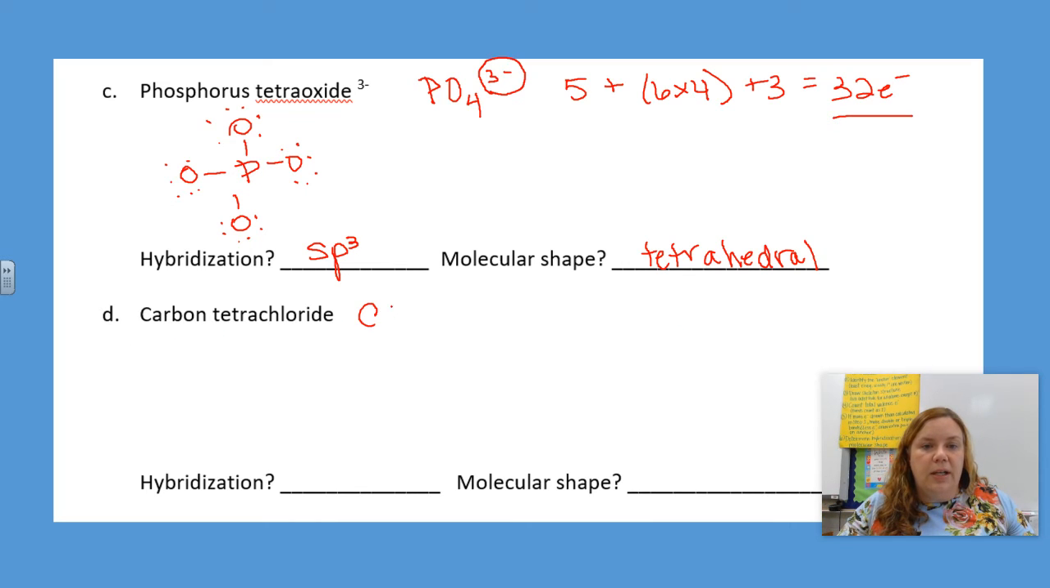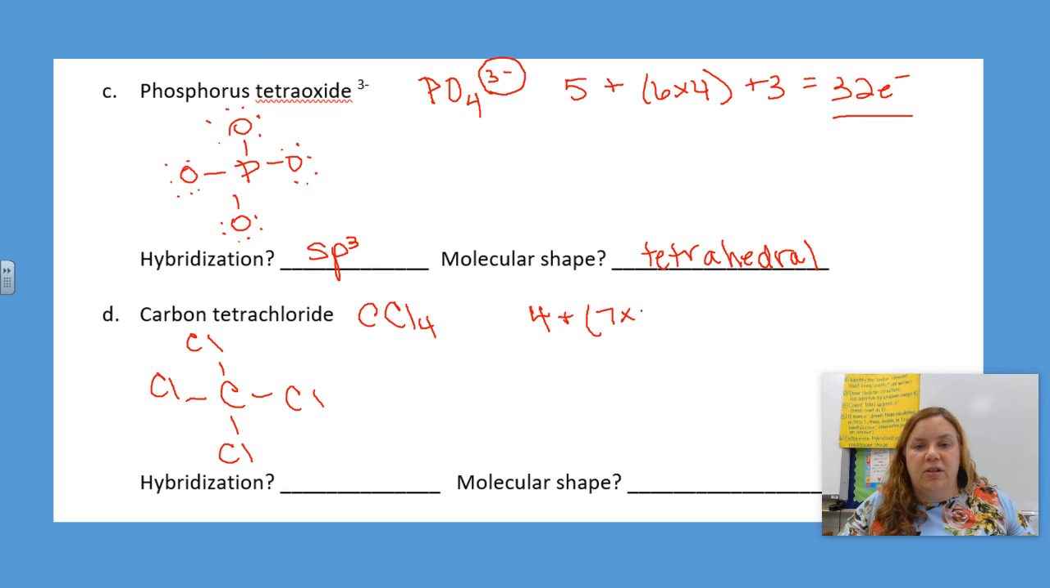All right, carbon tetrachloride. Okay, so we've got our carbon and chlorines, and let's find our magic number that we're going to need. So carbon has 4 valence electrons, and chlorine has 7, and there's 4 chlorines. So we're going to have 32 electrons again. So it's going to look very similar to what you see above. And basically, you're going to have the same hybridization and the same molecular shape as you see above, because you have 4 things attached. So an sp3 and a good old tetrahedral, because you have no lone pairs or anything of that nature.